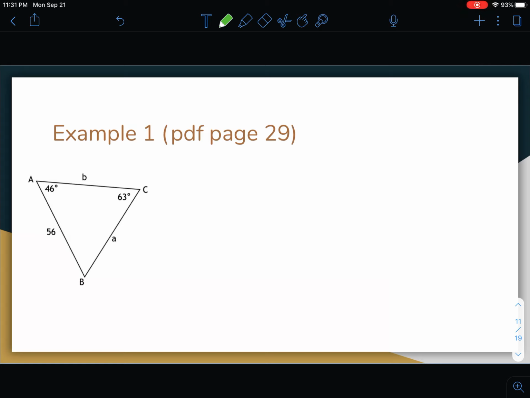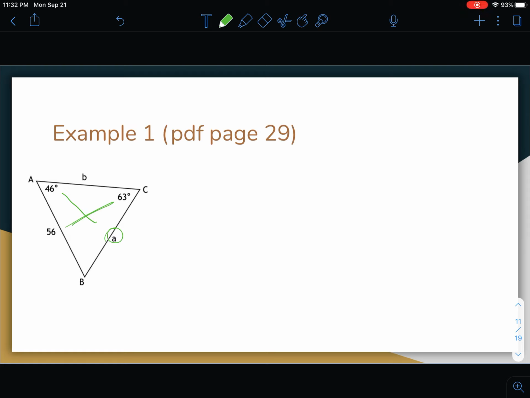Okay, so in this case, it looks like we could go ahead and do law of sines because we have this angle and opposite side, and then we have this angle, and we would be missing this side here. So we want to solve for all the missing pieces. So that's one way that we could get side A.